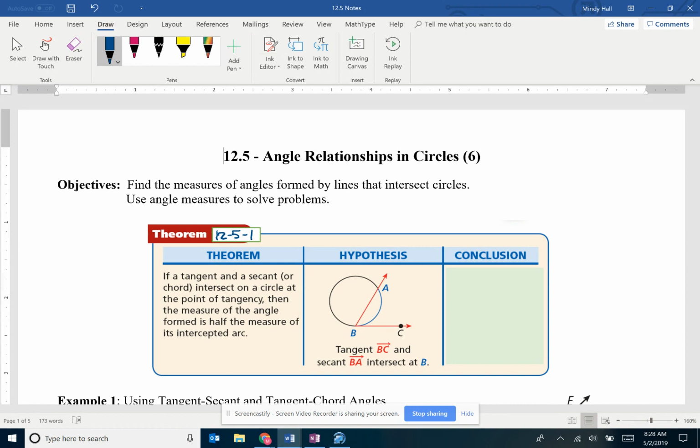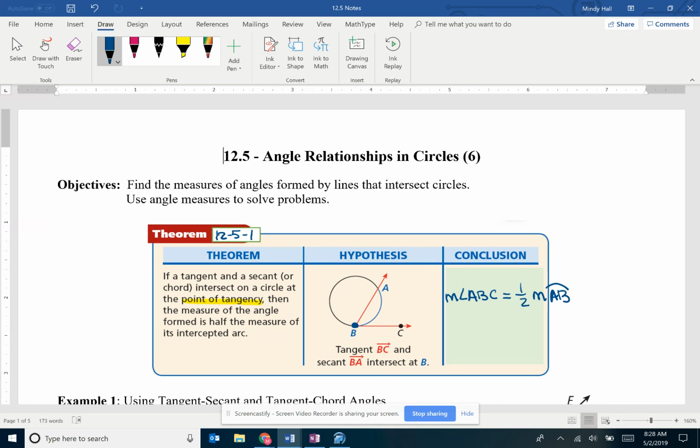And it says if a tangent and a secant or a chord intersect a circle at a point of tangency, then the measure of the angle formed by it is half the measure of its intercepted arc. So the main part with this is that it's hitting at that point of tangency. And so when that happens, it's going to be half the arc. So you have measure of angle ABC is equal to 1/2 the measure of arc AB.